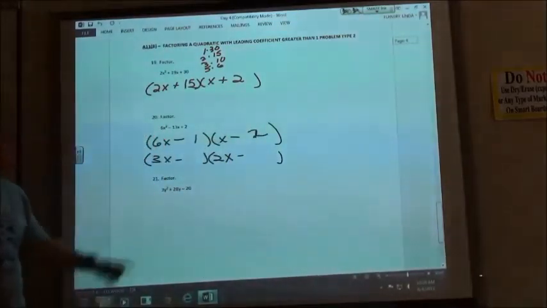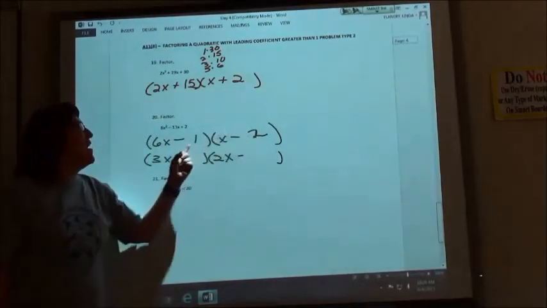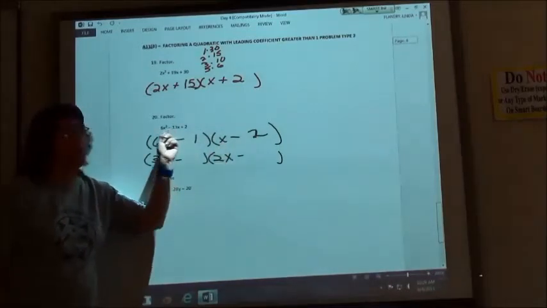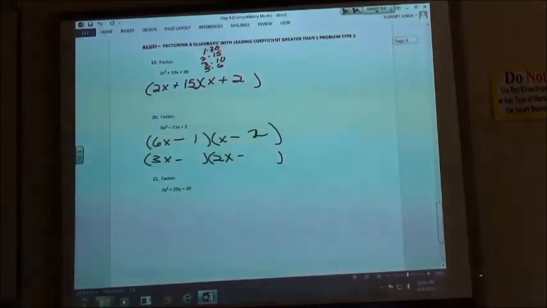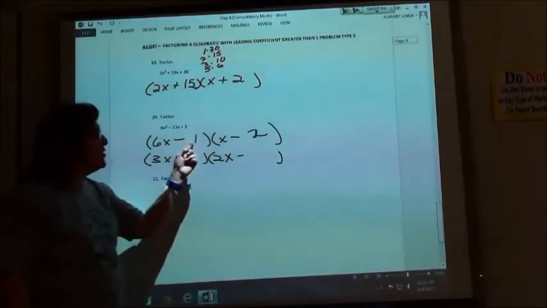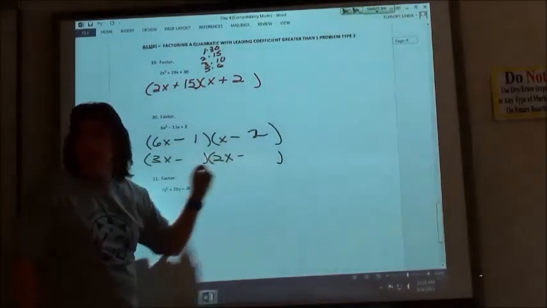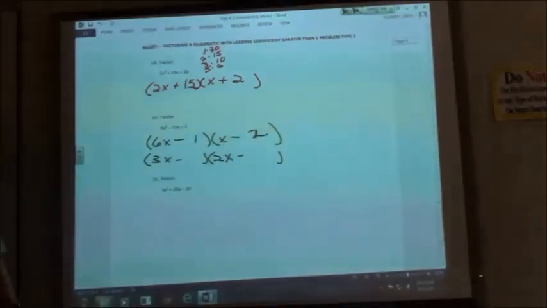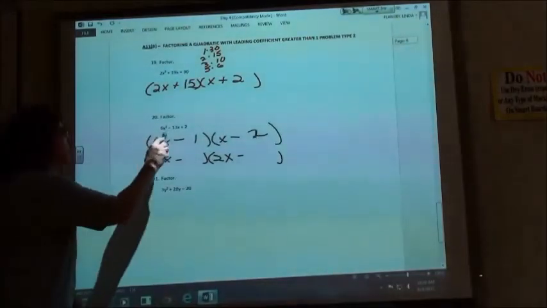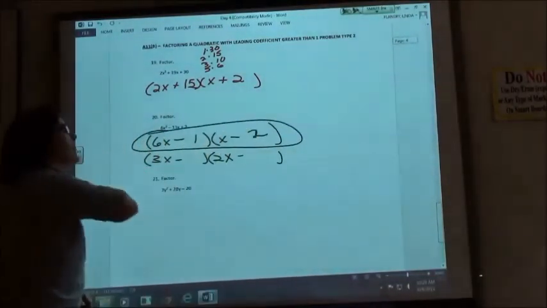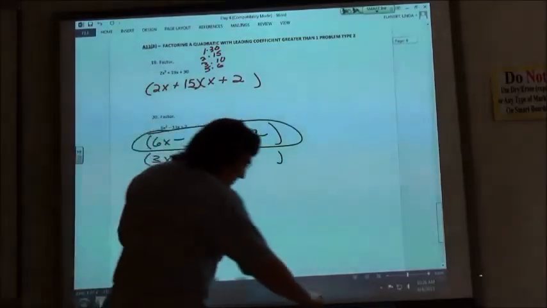Yeah, sorry. So, I get negative 12x plus negative 1x, which sure enough adds up to negative 13. Had that not worked, I would have tried the 2 and then the 1 and then done it down here until I found the right one. And just guessed and checked till I found the right combination. But that one worked, so that's the way we go.